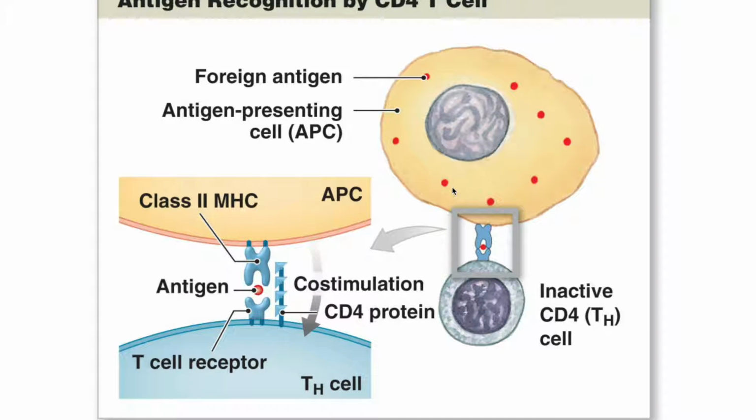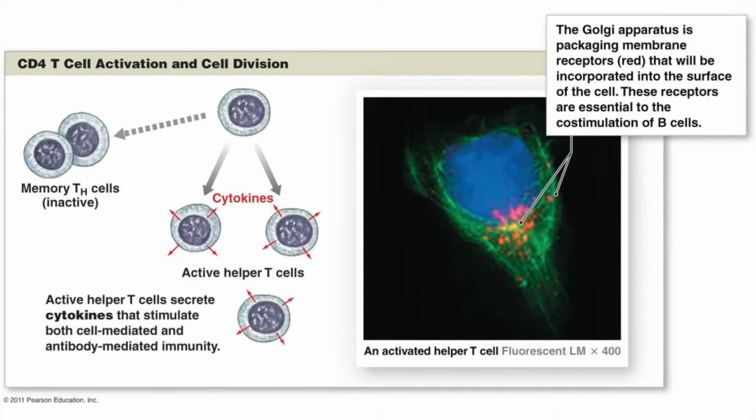Okay, so the CD4 cells are activated by exposure to MHC proteins. The MHC proteins, as we see here, are bound to their specific antigen. So an example of that would be chickenpox. The CD4 cells will divide and produce helper T cells and memory T cells.